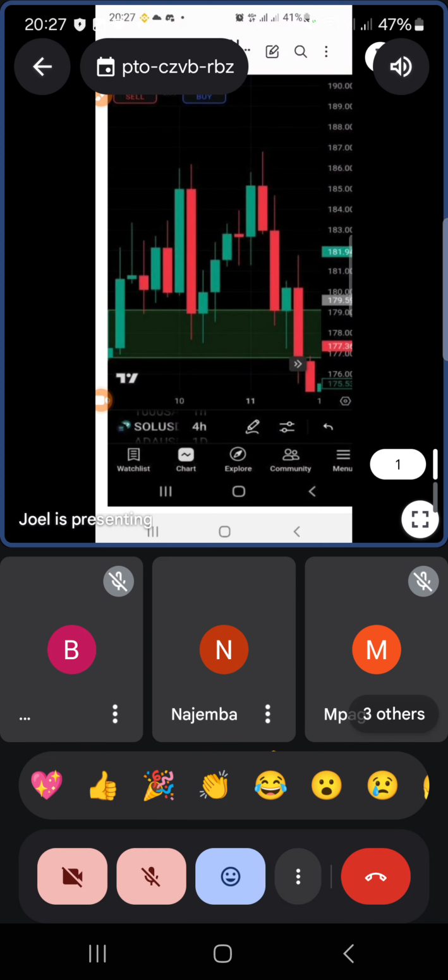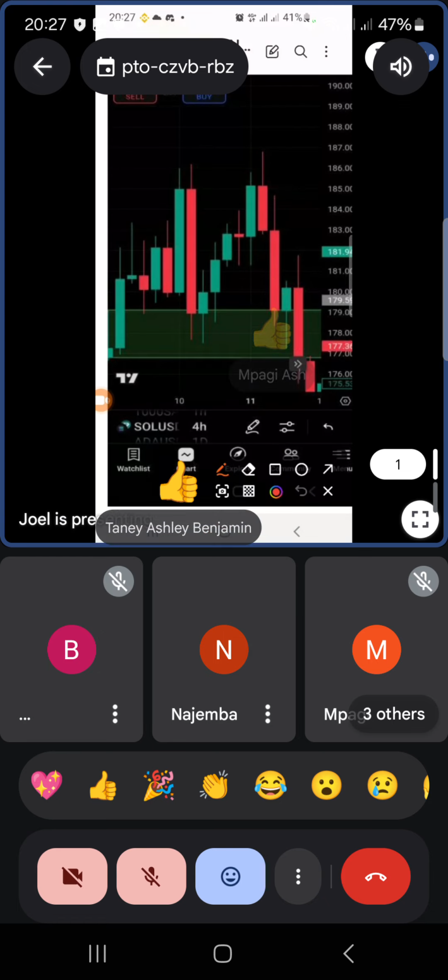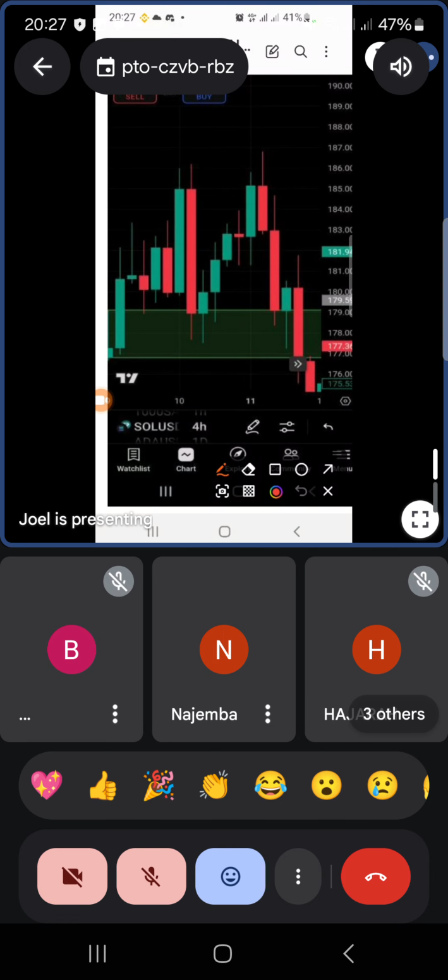Yeah, it's clear. Okay. As you can see here, we were in a demand zone. Price came down like this, and then it went up. This is the 4 hour, against Solana, as you can see here. Solana 4 hour. This pattern here is a bullish harami, or what you call a pregnant candlestick pattern.